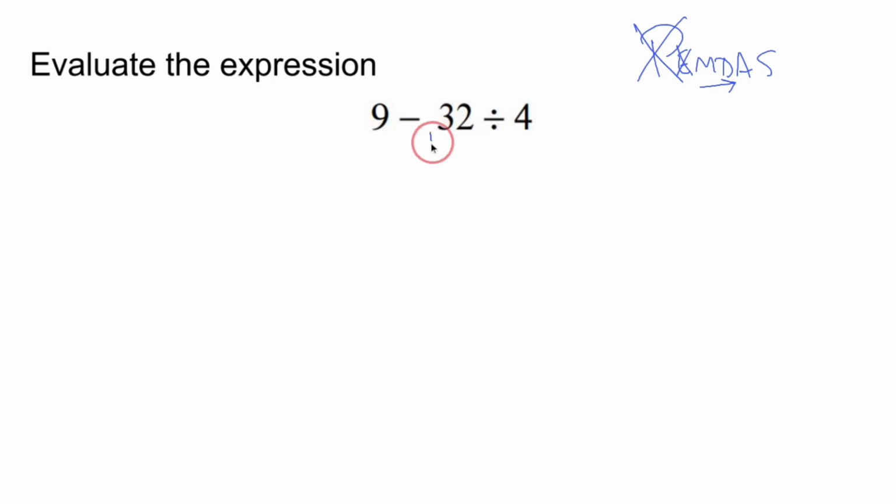I see that. 32 divided by 4 is 8. So drop down the 8, and 9 minus just comes along for the ride. Now what comes after that is add or subtract left to right. 9 minus 8 is 1, and that's going to be my answer. Okay, so evaluate the expression when given just numbers as PEMDAS or some other weird thing that teachers use nowadays. I don't know, but that's what I did, and I'm sticking with it.